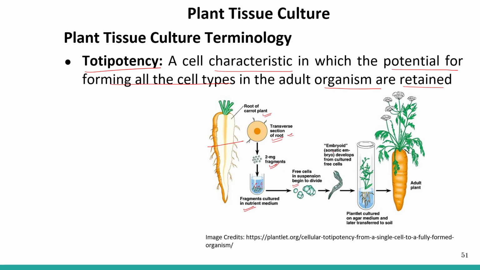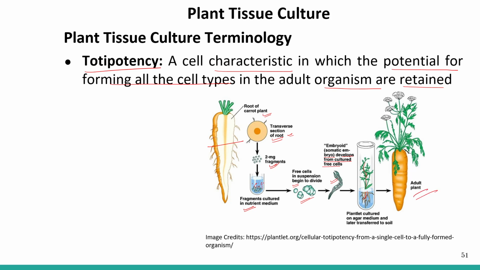Now an embryoid, a somatic embryo, develops from the cultured free cells. These are the free cells that develop an embryoid, and from this embryoid we can get a whole plant. It has roots, it has a shoot even, and we can see this adult plant.